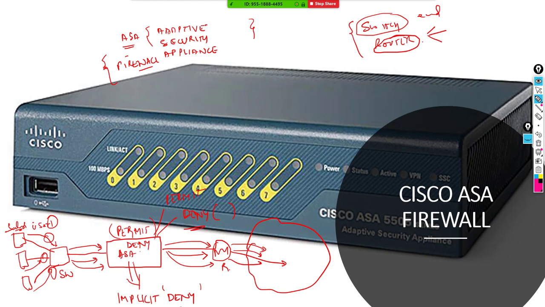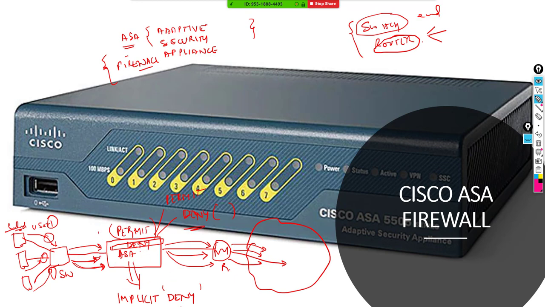So we need to give him access to the internet, right? So we will allow it, saying let's allow user 1, but at the same time let's block the other 2 users, user 1 and user 2. That is the main function of getting an ASA firewall here.